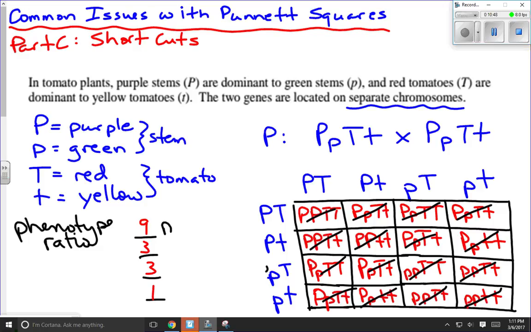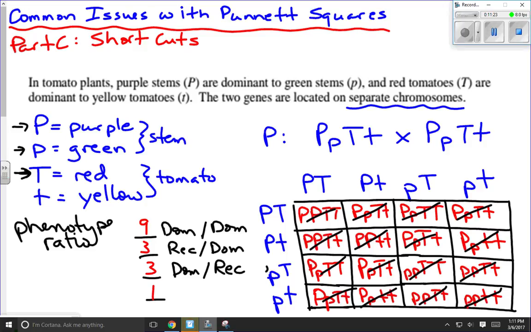We're going to end up with 9 that are dominant for the first trait and recessive for the second. Sorry, dominant for both traits. Let's get that right. Dominant for both traits. In other words, purple and red, 9 of those. Then we're going to have 3 that are recessive for the first trait and dominant for the second trait. So recessive for the first trait means green, and dominant for the second trait means red.